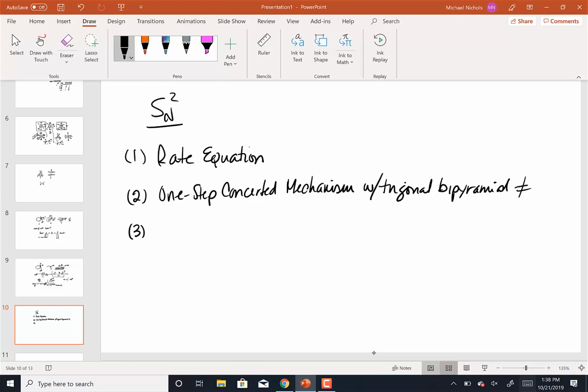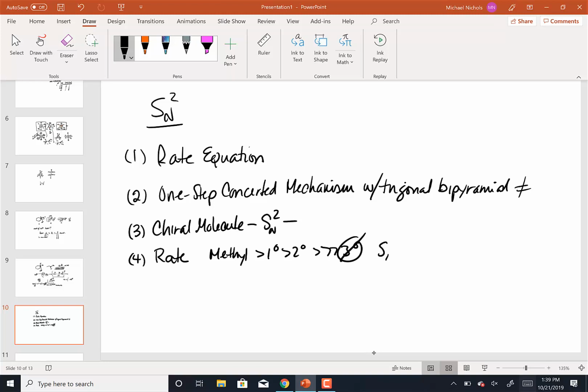Number 3, when a chiral molecule reacts in an SN2 reaction, what happens? And then 4, the rate is methyl, primary, secondary, tertiary, not reacting for the SN2. So what does that mean? Well, let's deal with the rate equation first. Let's just finish this table out. So what is the rate equation for an SN2 reaction? The rate equals K times concentration of the alkyl halide and the concentration of nucleophile to what power?